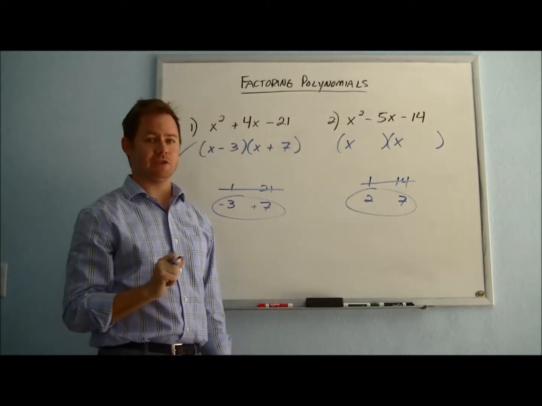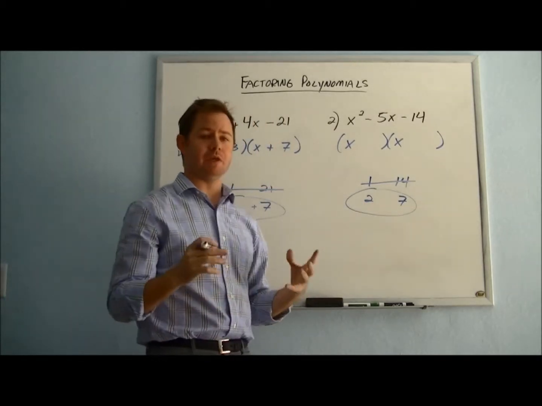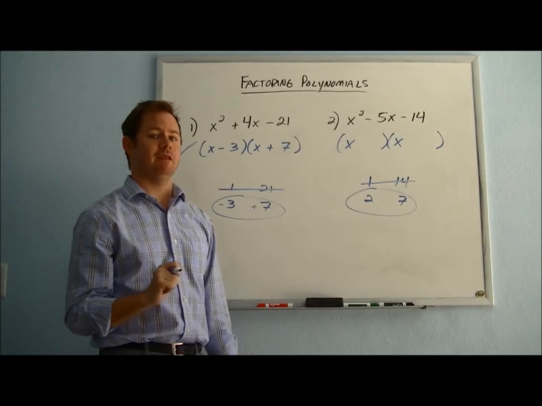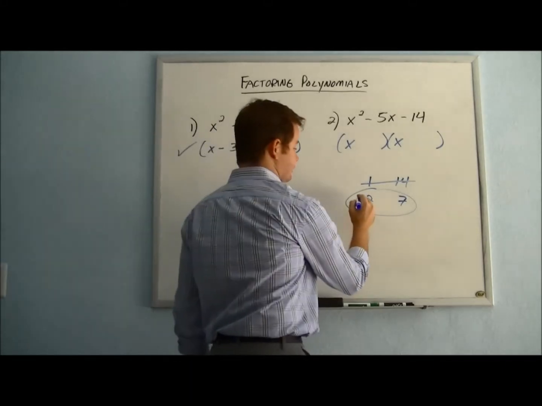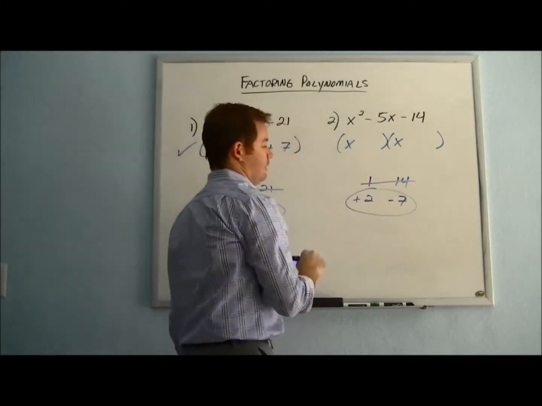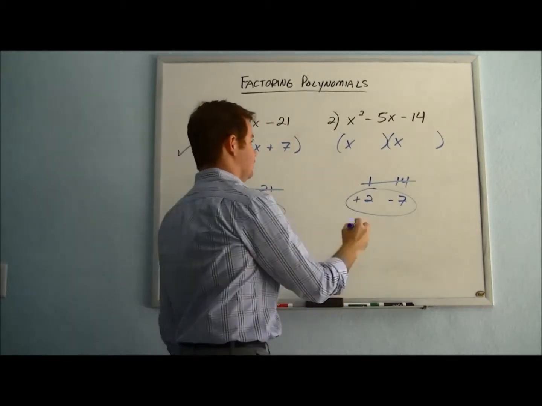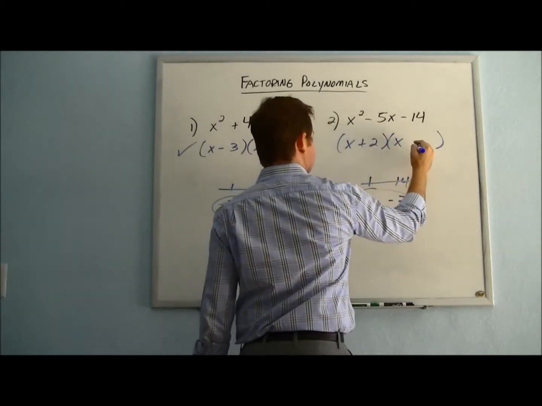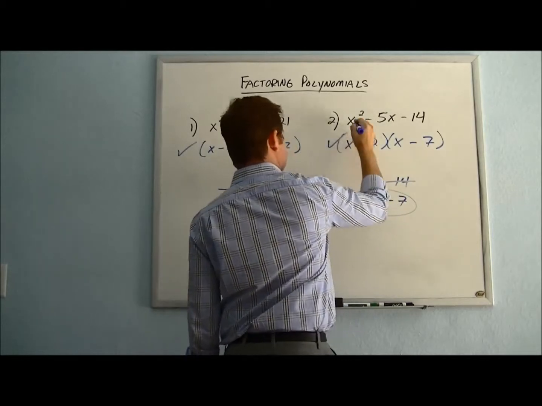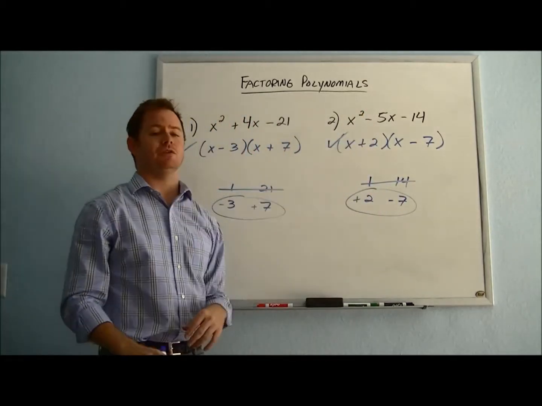And what kind of signs would we need on each so that when we combine them we'll get a negative 5? If you said a positive 2 and a negative 7, you're correct on those. So that would give us x plus 2 and x minus 7 as our factors for this quadratic.